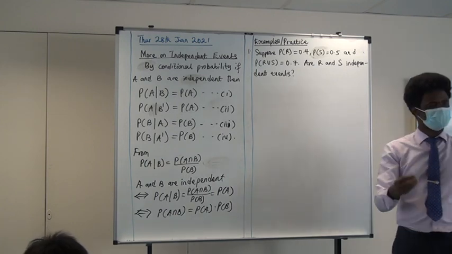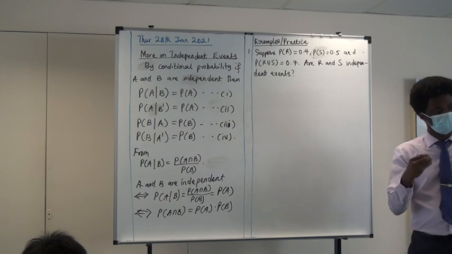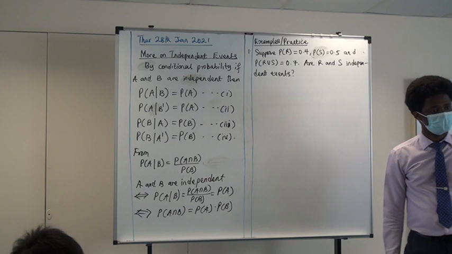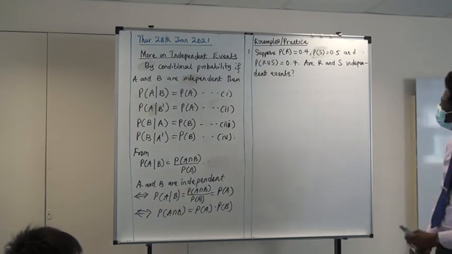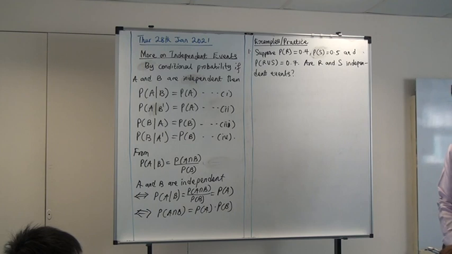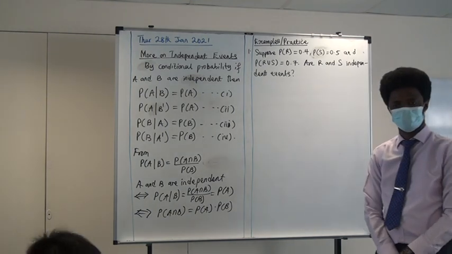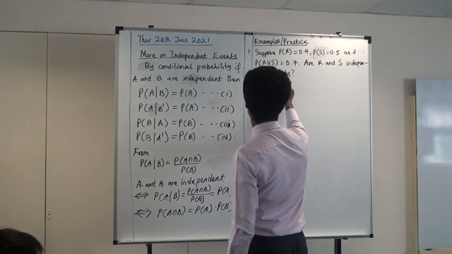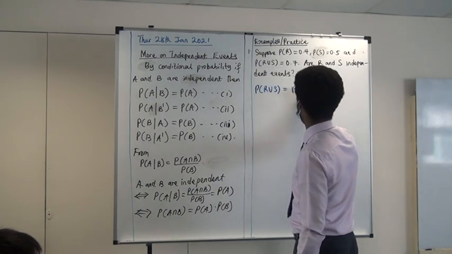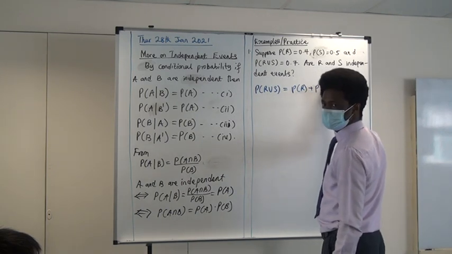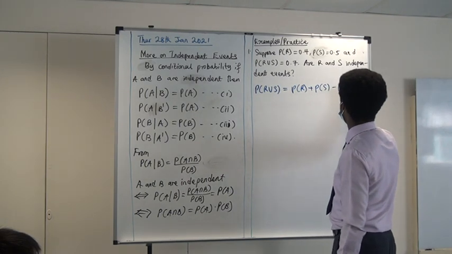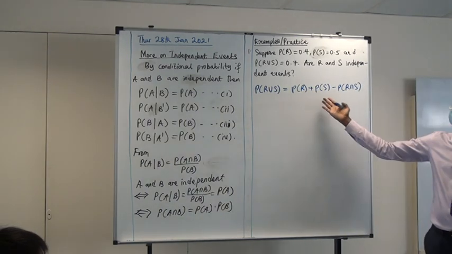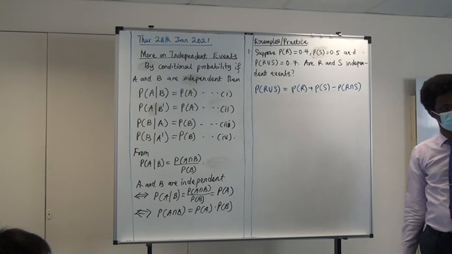So all you have to do is find the probability of the intersection and see if it is the product of these two. Right? How do we find the probability of intersection? Let's hear from her this time. Probability of R union S. Probability of R plus probability of S minus. Exactly. Be confident. So you start from here. Try to find the probability of the intersection.